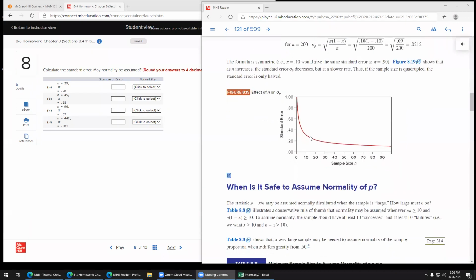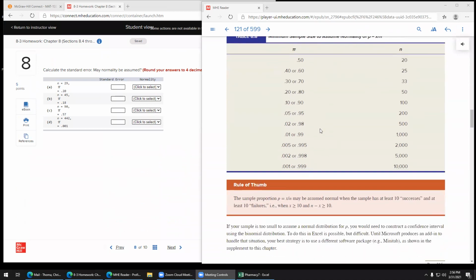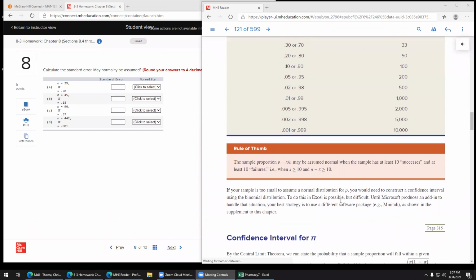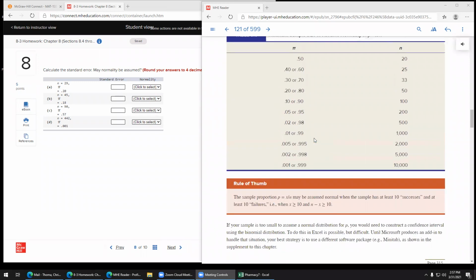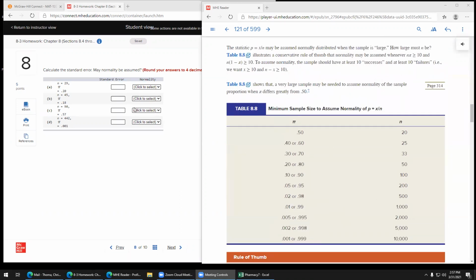is scrolling through here. So this table is very useful where it tells you how big your sample is, what your sample proportion should be. Or what you can do is check these and make sure that you are bigger than 10 when you multiply them together. So your proportion times your N gives you a good success, and then your proportion times your fail is greater than 10, or you can just use the table, right?